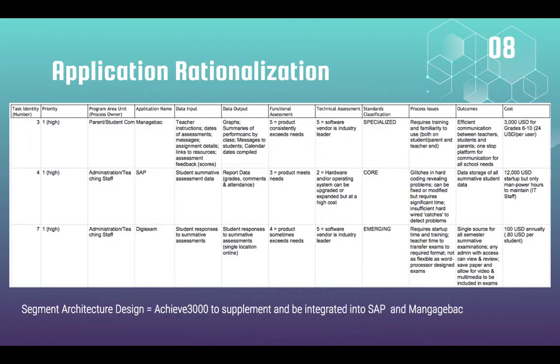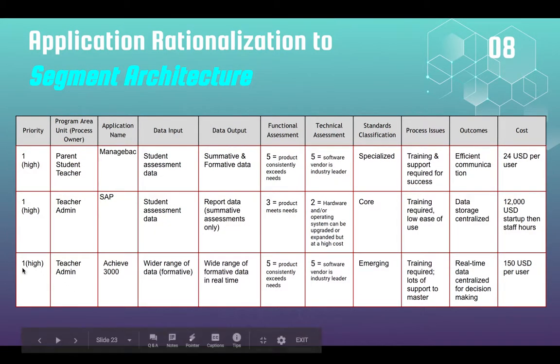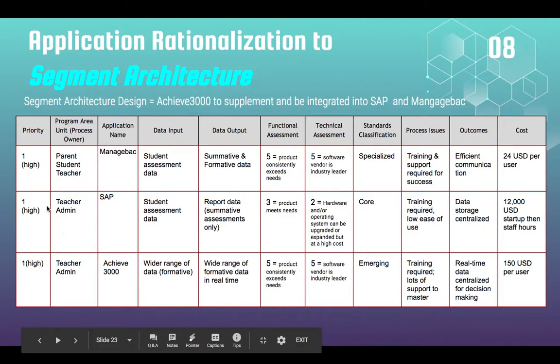So what I'm proposing for this enterprise architecture proposal is basically a segment architecture design that uses Achieve 3000. And so here is a look at the application rationalization, including Achieve 3000. It's about $150 per user, which is very high compared to DigiExam.